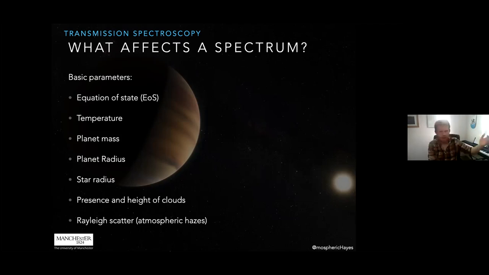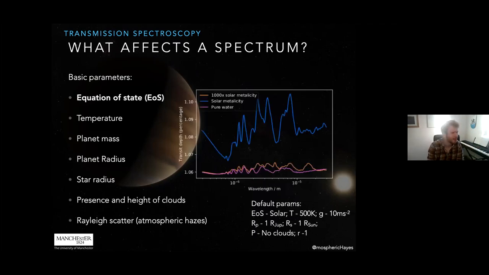So what affects the spectrum? Bunch of stuff. First up, the equation of state. So this is basically what's in your atmosphere. Different atmospheric components lead you to different shapes. So this pink one, for instance, that's pure water. The blue one is, what if your atmosphere was like the sun? They're all different, but everything else here is kept the same. All I'm changing is just whatever I'm talking about. Everything else, there's default parameters down at the bottom.